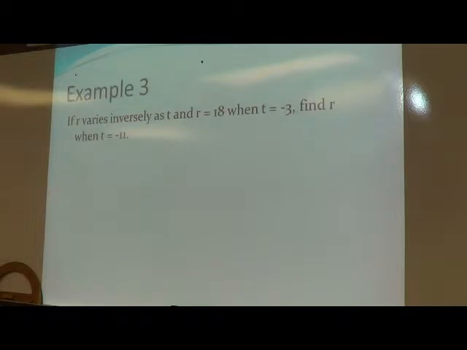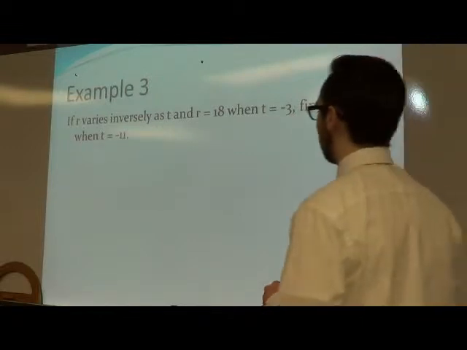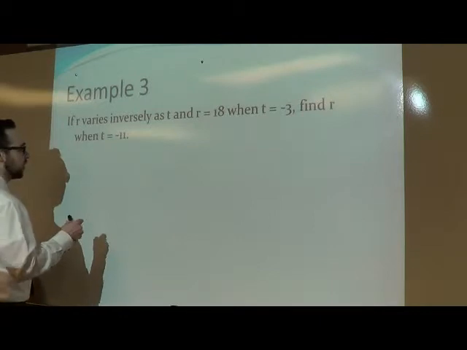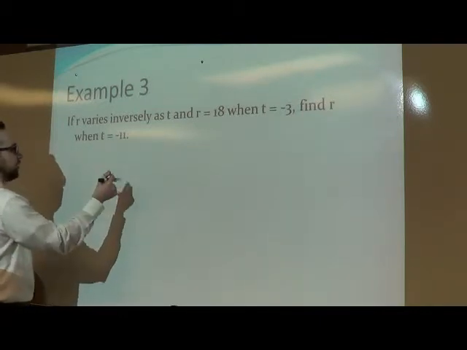So this time they've changed the letters a bit, but that doesn't matter. r varies inversely as t, and r is 18 when t is negative 3. Find r when t is negative 11. So again, I'm going to do it both ways so you can see them.